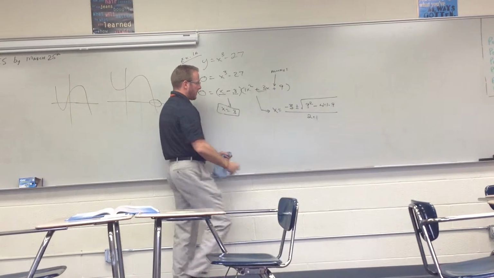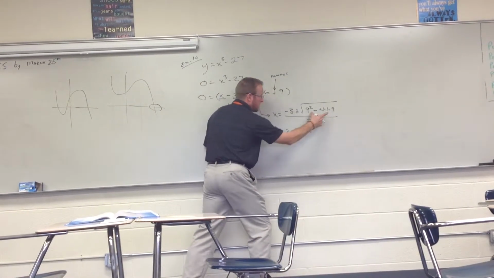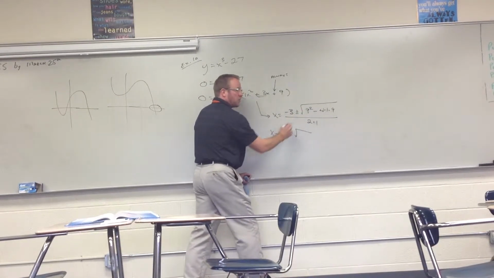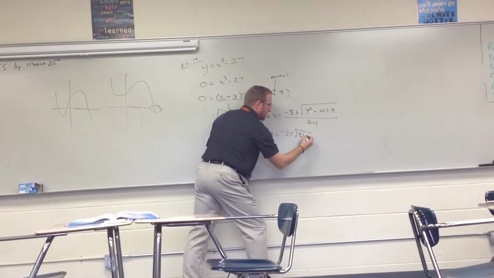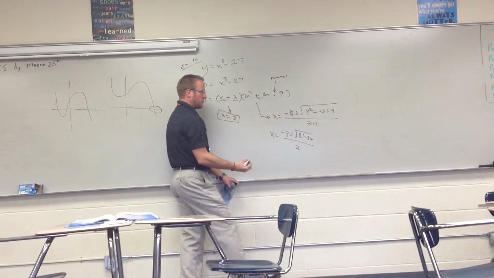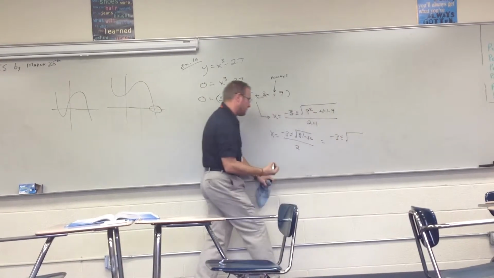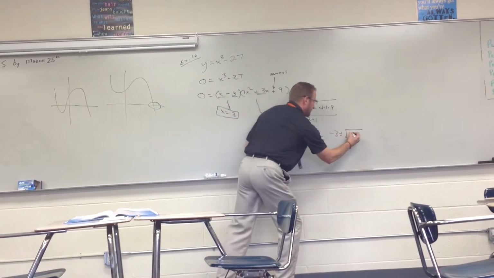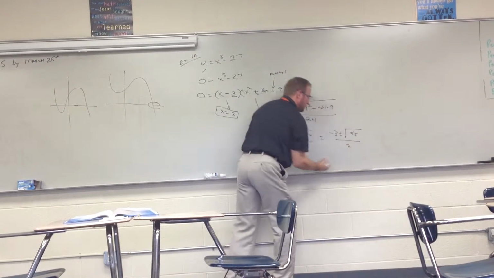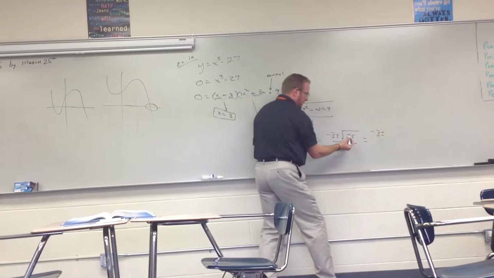Plug them in. X equals negative 3 plus or minus the square root of something I'm going to clean up right now. 9 squared is 81 minus 36, all over 2 times 1 is 2. Which is negative 3 plus or minus the square root of 45, all over 2. Which is negative 3 plus or minus, I gotta break that sucker down.